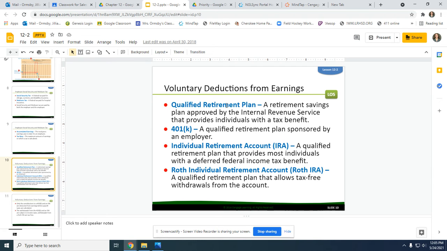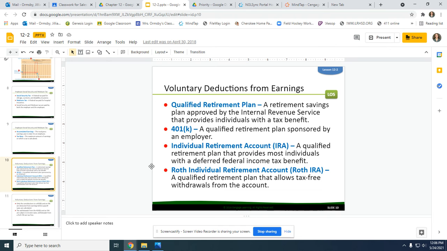So, a qualified retirement plan is a retirement savings plan approved by the IRS that provides individuals with a tax benefit. There's different tax benefits for different retirement plans. A 401k is a qualified retirement plan sponsored by an employer. Often, businesses will match the employee's contributions. So, if you get a job and your employer offers a 401k match, you should put as much as the employer will match into that retirement fund because it's like free money.